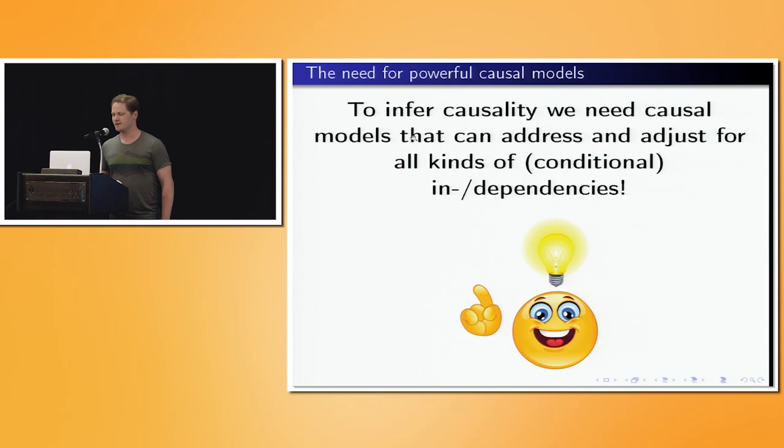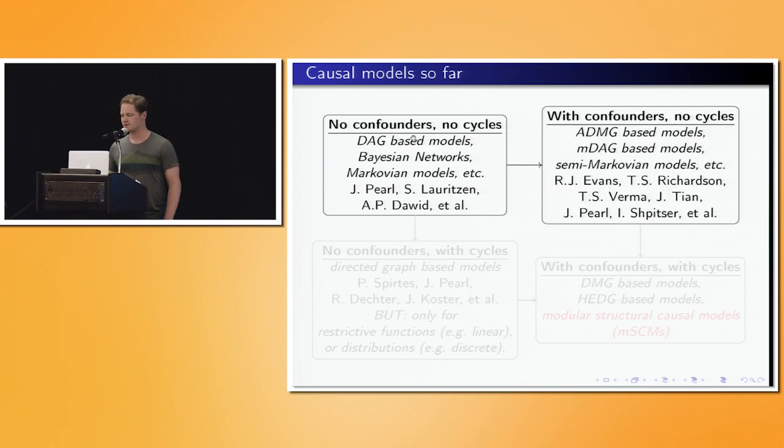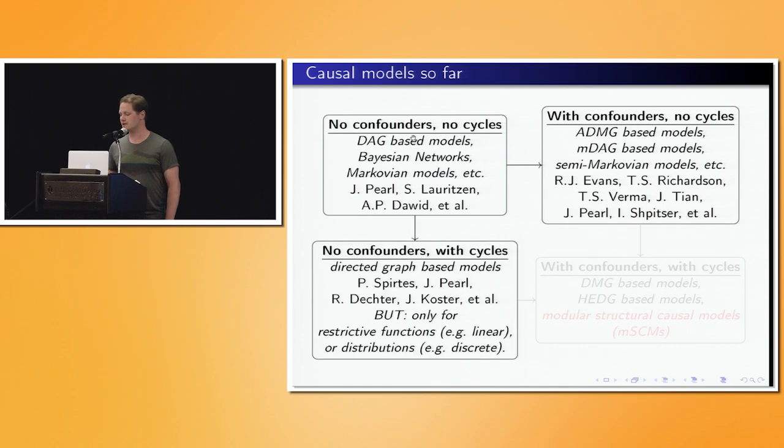So this is a problem. To infer causality, we need causal models that can address and adjust for all these kinds of dependencies. And we can look at the literature to see what kinds of models are already there. We have models with the assumption that there are no confounders, no cycles. These are usually the DAG-based models, like Bayesian networks and Markovian models, which are very famous and taught in all machine learning courses. Then we have the ones which allow for confounders but are still acyclic: ADMGs, semi-Markovian models.